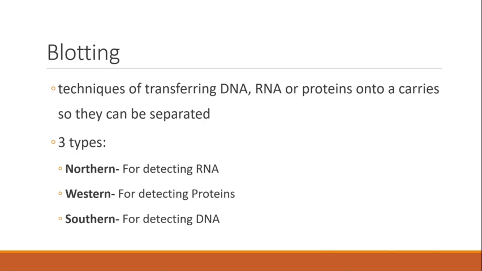So blotting therefore is a technique of transferring RNA, DNA or proteins onto a carrier so that they can be separated. Now there are three types of blotting techniques: northern blotting, western blotting and southern blotting. It does not have any association with the direction as the name specifies, but because the first technique was the southern blotting, which was named after the person whose surname was Southern, in that response this nomenclature has been given.